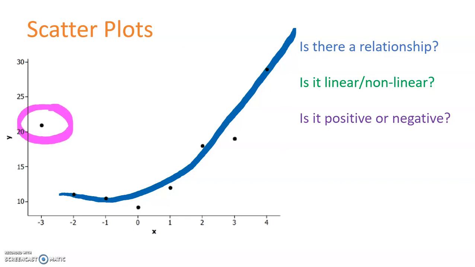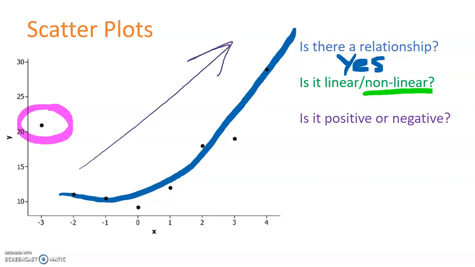And I've got another video, outliers and clusters, so you can have a look at it to see what that is. So let's have a look at the rest of the questions. So we've established there's a relationship. Now is it linear or non-linear? That is not a straight line, therefore it is non-linear. And it is going in the upwards direction, or y is increasing as x increases, therefore it is positive. So the data represents a positive relationship that is non-linear.